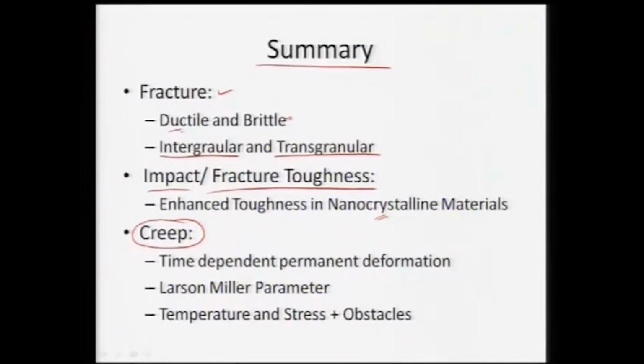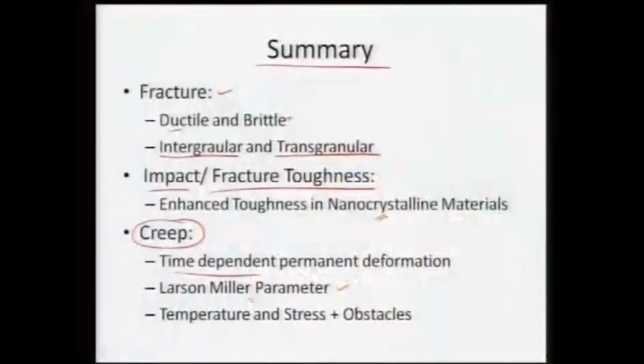Coming to creep. Creep is a time dependent permanent deformation of the material which occurs at very high temperatures, greater than 0.4 times Tm, and at stress levels much less than the yield strength. And then we have the Larson-Miller parameter to correlate the rupture time at different temperatures. If you want to do a test which is impossible or very impractical, that can also be evaluated using the Larson-Miller parameter, and that dictates the role of temperature, stresses and obstacles in inducing certain creep resistance to the material.